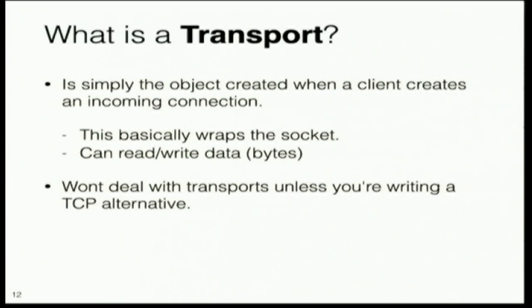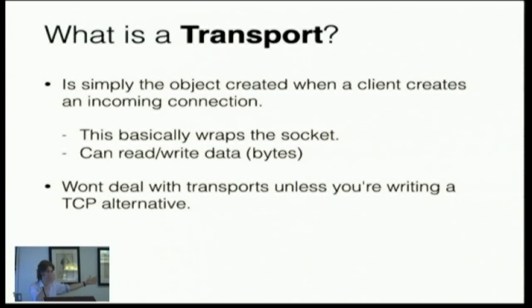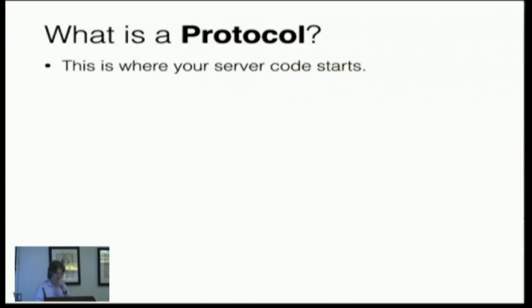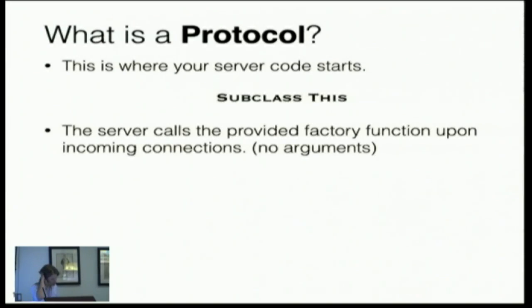OK, transports. I mentioned transports and protocols. Transports are really just wrappers around the socket. You can read and write to them. You don't want to subclass this unless you think you're better at writing a TCP protocol in Python than the people who do that. So we'll just skip that. So protocols. Protocols are the interface between the network and your actual program. So you want to subclass asyncio protocol, and this is where your server code starts. Yeah, subclass this.